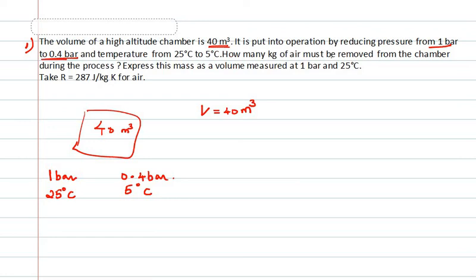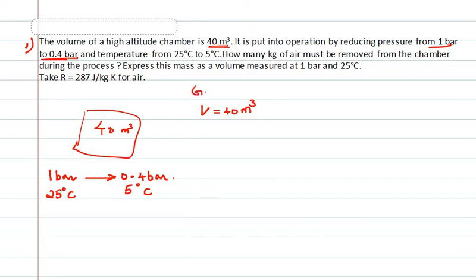How many kg of air must be removed from the chamber during the process? So during this process, how much amount of air is taken out of the system? So that has to be calculated. Also express this mass as a volume measured at 1 bar and 25 degrees Celsius. So in this problem, R is given as 287 joule per kg Kelvin.